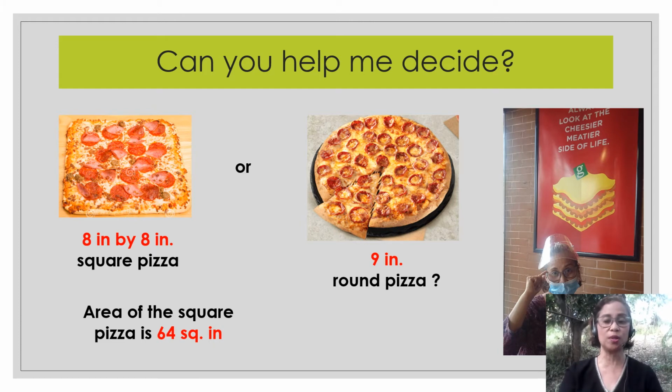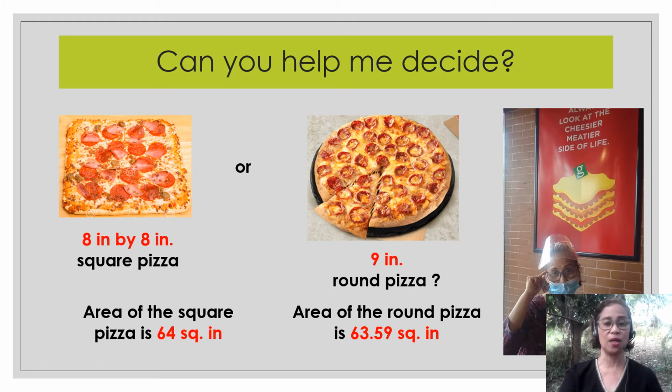So we have 64 square inches as the area of the square pizza, and the round one is 63.59 square inches. We can now decide that the square pizza has a bigger area. Looks can be deceiving. The round pizza might seem big, but you cannot be deceived if you know how to find areas. Let us now move on to the next topic.